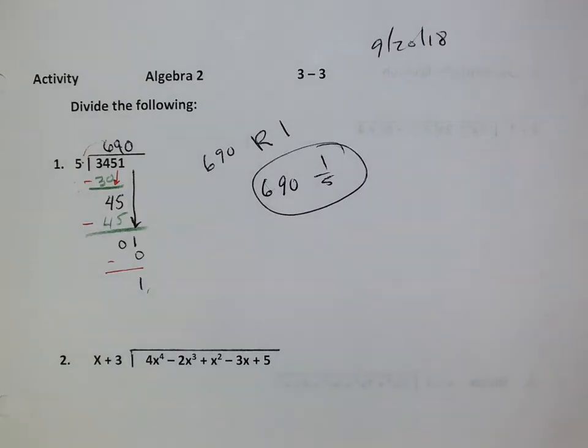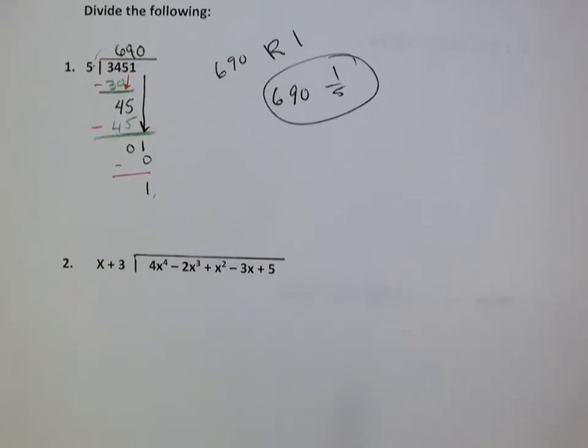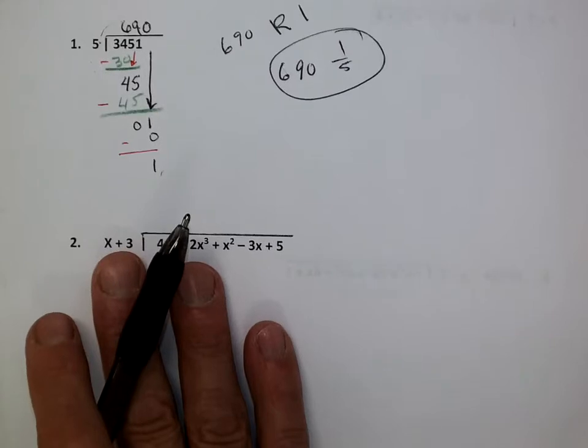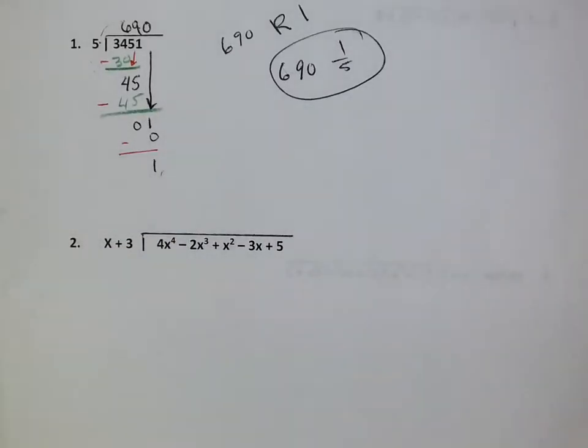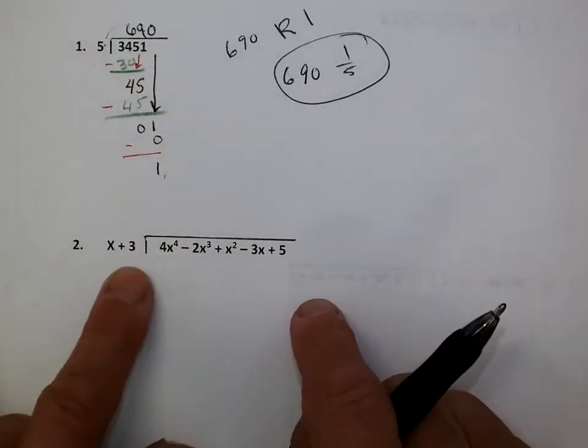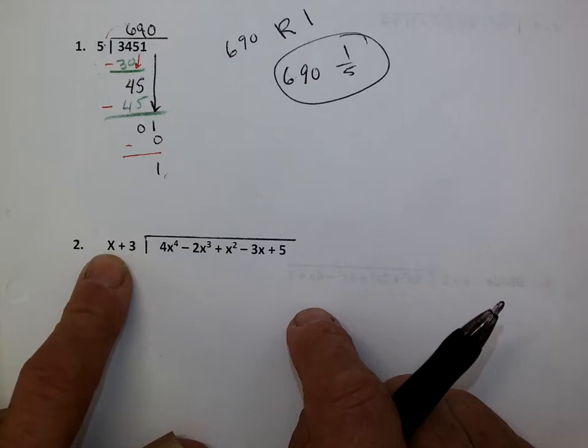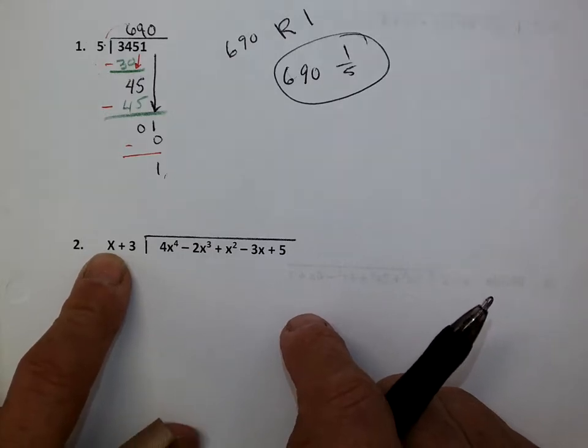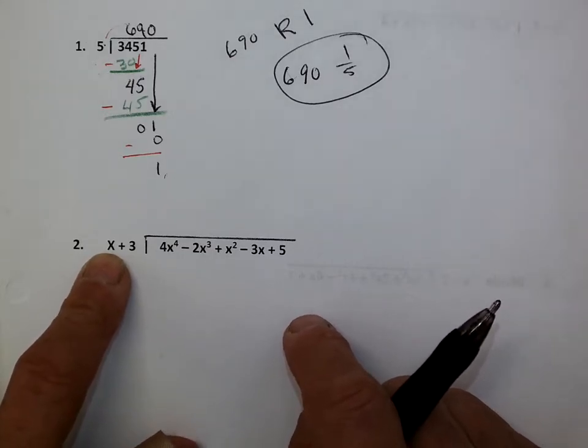Got it? Now, if we take a look at number 2, we're going to be dividing polynomials, but it's got x's in it. So we're going to do the same process. Same process, we're just going to have to be more careful because it's going to be x's. So we're going to do the same thing, x plus 3. We're going to divide by the x and bring the 3 along, okay?